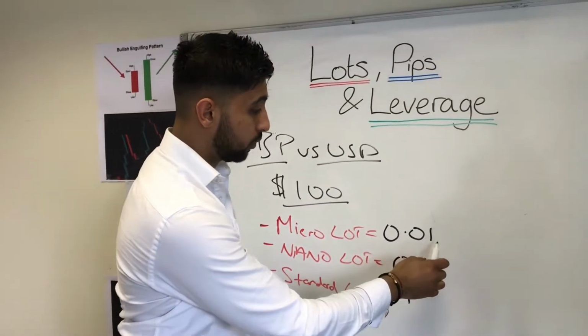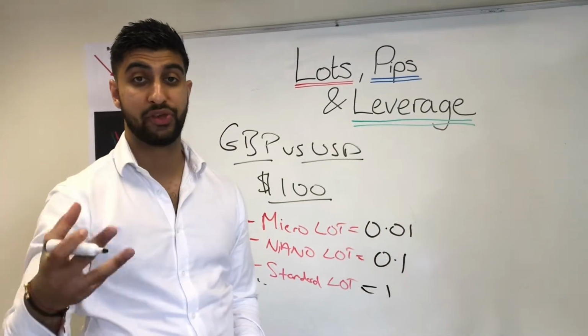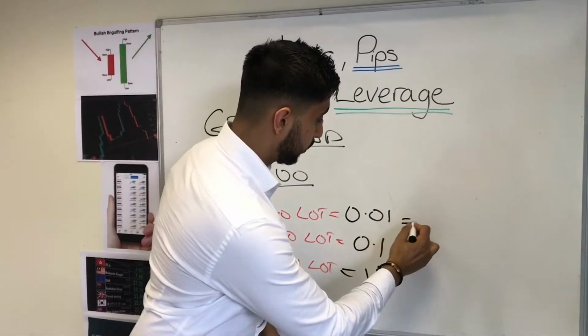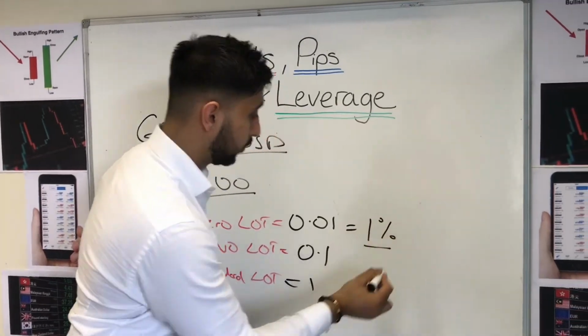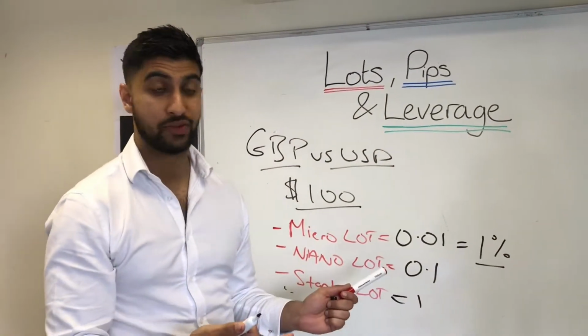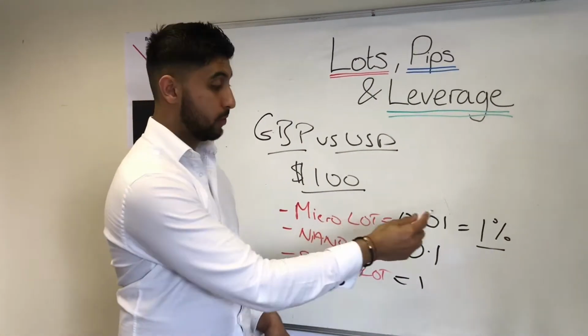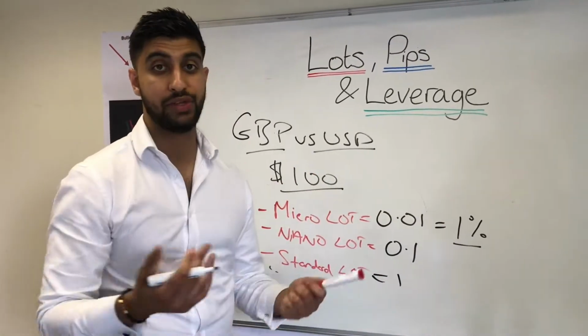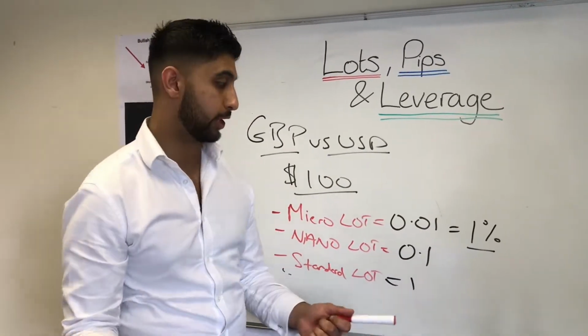So 0.01 equates to how much percentage on your account. This equates to 1% of your account. So really nice and simple maths here. If you start with $100, 1% of 100 is $1. Really nice and simple, okay?